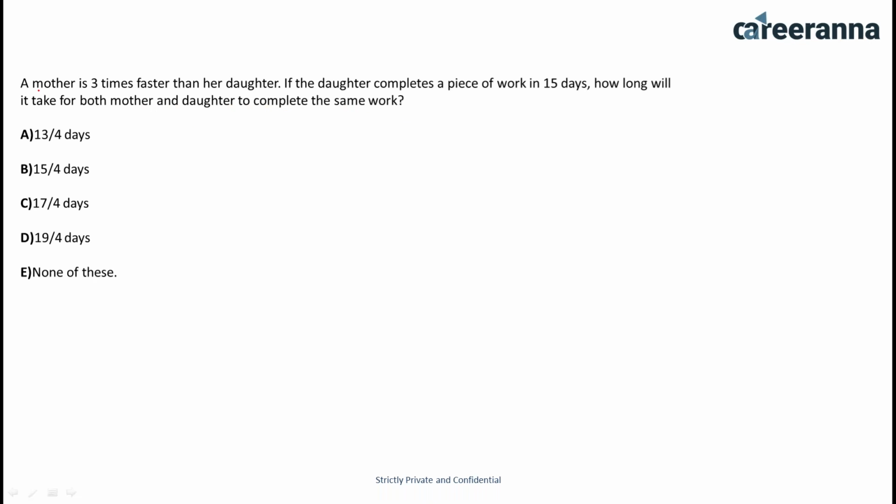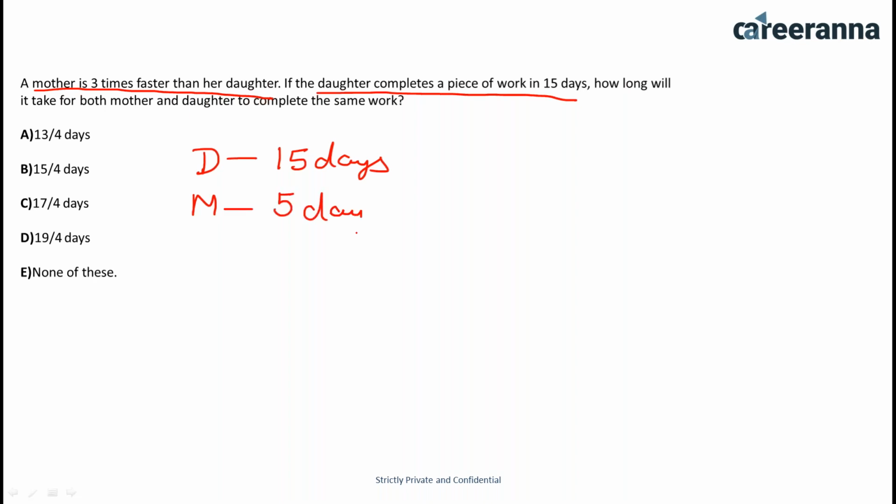The question is already saying that mother is 3 times faster than her daughter, and the daughter completes the work in 15 days. So the daughter can complete the work in 15 days and the mother is 3 times faster. That means the mother can complete that work in only 5 days. So the daughter completes in 15 days, the mother completes in 5 days.